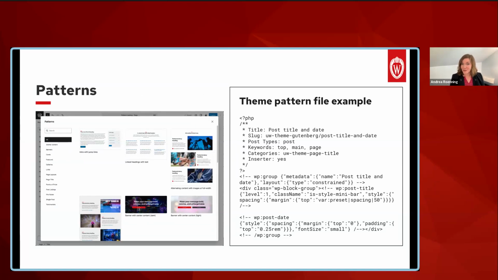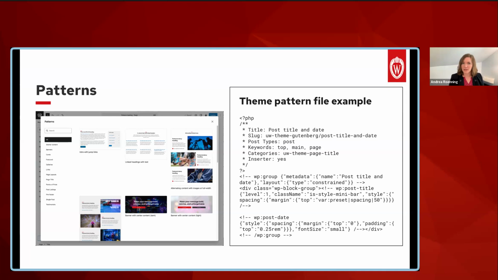So patterns are another great way to use WordPress core blocks, and the UW theme provides multiple patterns to help folks get started with page design. As a developer, these were really easy to add to the theme by adding pattern PHP files. So on the right, there's an example of a theme pattern.